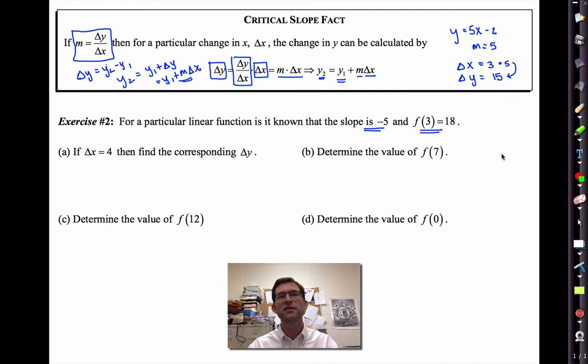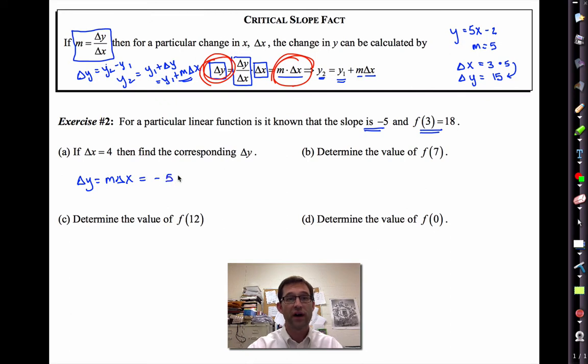Let's try to use this idea that the change in y can always be found, let me circle it in red, the change in y can always be found by taking the slope and multiplying it by the change in x. Okay? So for instance, letter A, it says if delta x is 4, then find the corresponding delta y. Well, again, delta y will always be the slope times the change in x. The slope here is -5. If the change in x is 4, then the change in y must be -20.